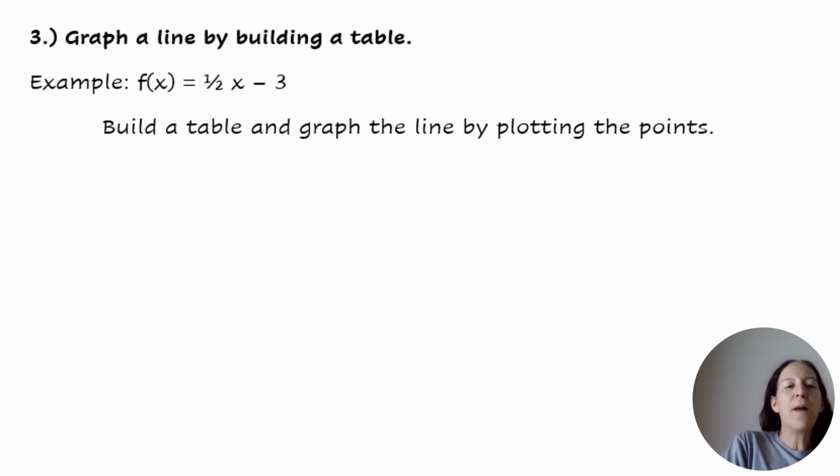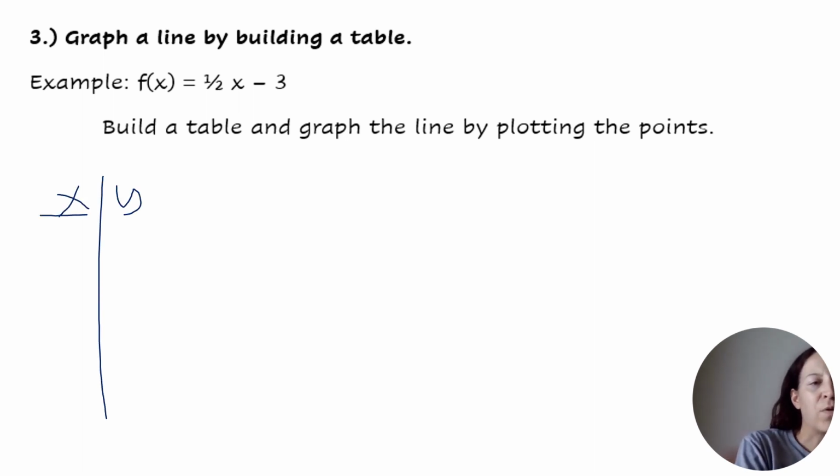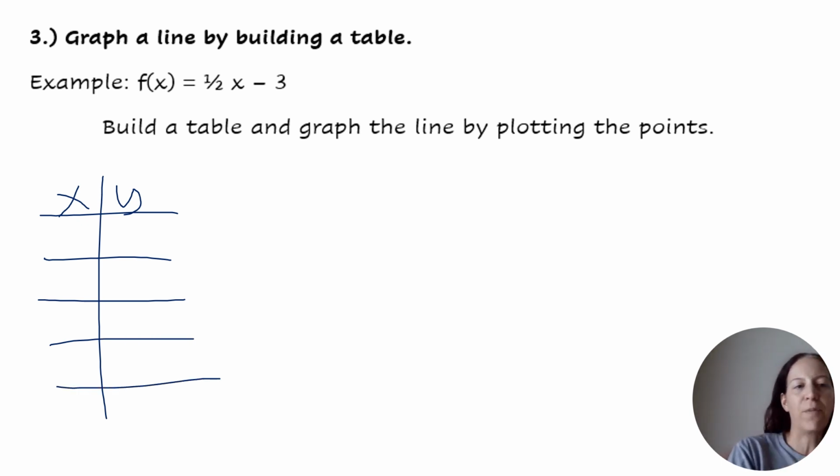All right, next one up is graph a line by building a table. I do this because while I know a lot of you can graph a line by plotting the y-intercept and counting the slope, I'm not as confident that we always understand why that works or why that connects the equation to that particular graph. Now, I will, for your test, provide you with the x coordinates. Okay, so you're not going to have to pick the x coordinates.